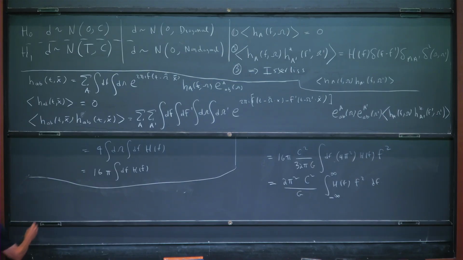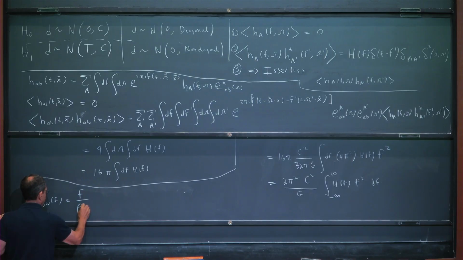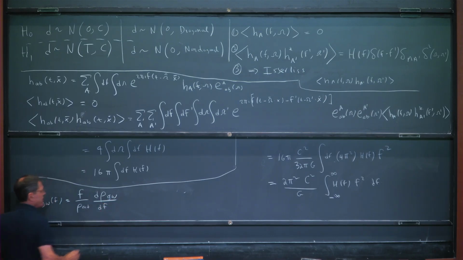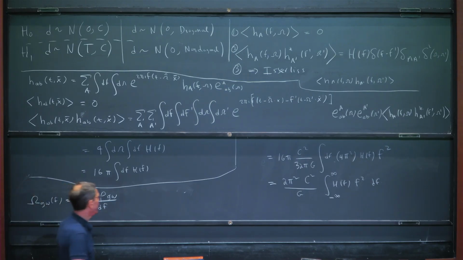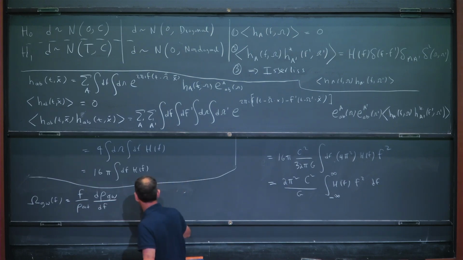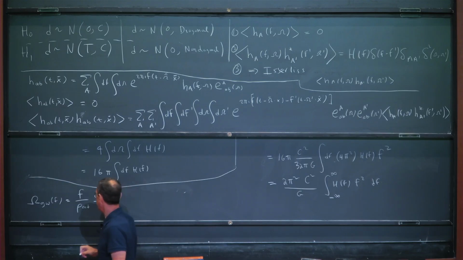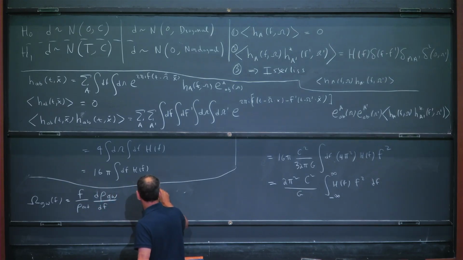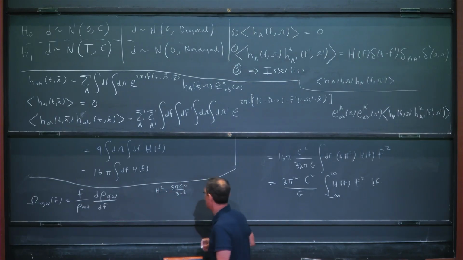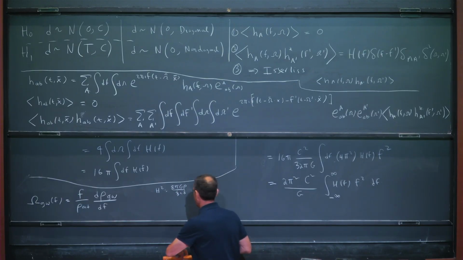So what was that definition? I defined a dimensionless spectral function omega GW of f. It was f divided by the critical energy density times d rho, the energy density in gravitational waves in a frequency interval df. And the critical energy density, what was that? The critical energy density was defined by, let's see, Hubble constant H squared is 8 pi G rho over 3 c squared. So the critical energy density, I'm just going to write it down.